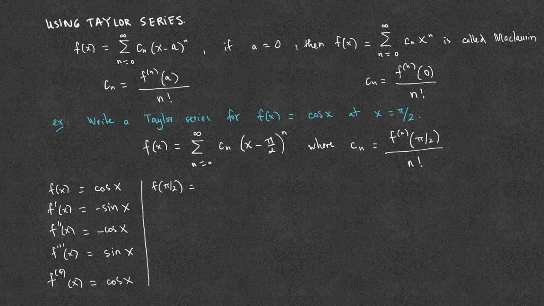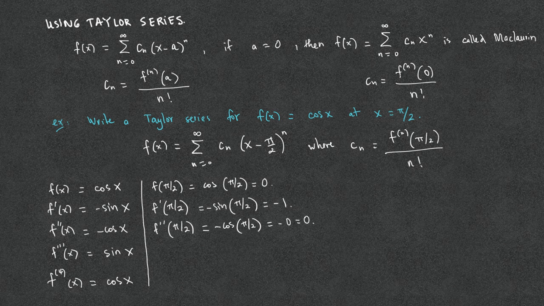over 2. F of pi over 2 is cosine of pi over 2, which is 0. F prime of pi over 2 is minus sine pi over 2, which is minus 1. F double prime of pi over 2 is minus cosine of pi over 2, which is minus 0, which is 0. F triple prime of x at pi over 2 is 1. The fourth derivative at pi over 2 is 0.